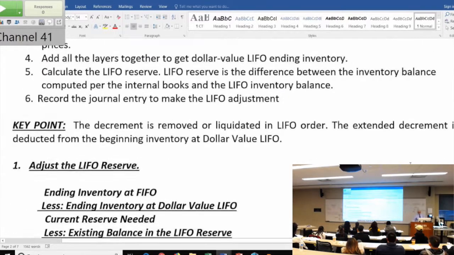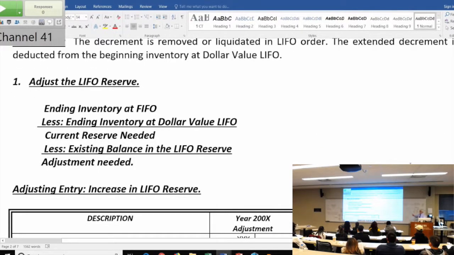So you have your inventory at FIFO. You subtract that from the dollar value LIFO. That's the reserve you need. You'd subtract out the existing balance, and that would be the adjustment. This looks just like what? The balance sheet approach is for accounts receivable, correct?